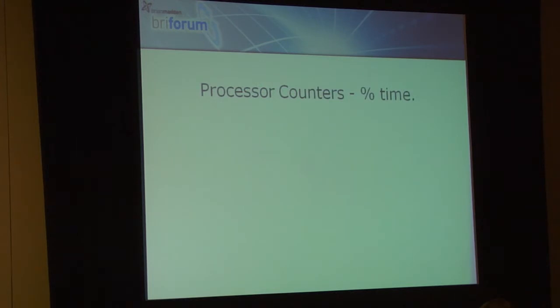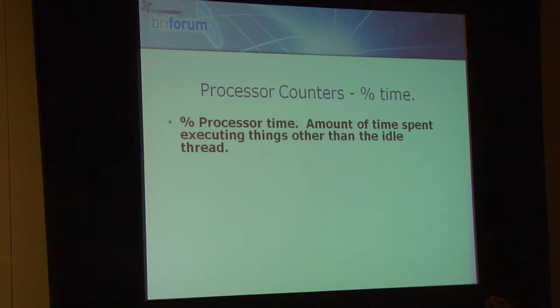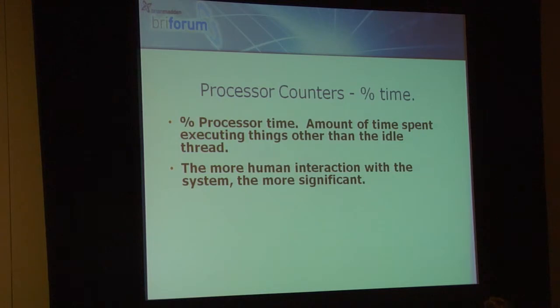Certainly take a look at what PAL gives you, but maybe if you're not running something through PAL and you have to work faster, my favorite things for processor counters are the percent processor time, and that's the time spent executing things other than the idle thread. That'll give you some idea of how busy the processor is. It's a high-level overview. The more human interaction with the system, the more significant that number is, I think.